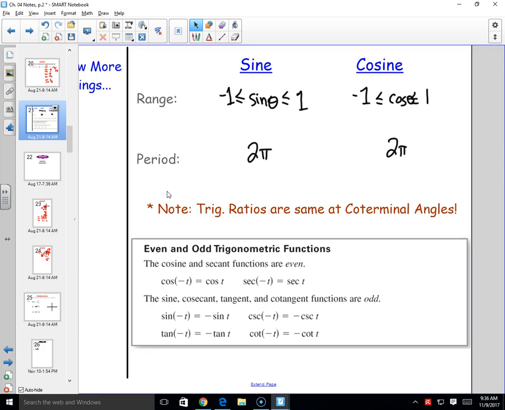Last one. What is tangent of pi over 6? You guys better get this one. Tangent of pi over 6.